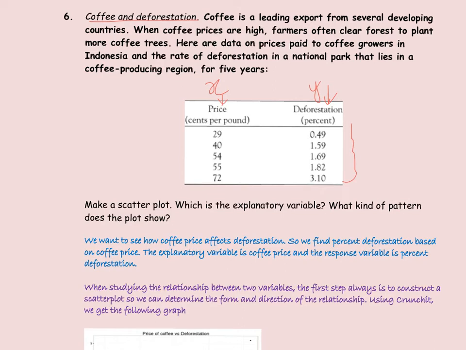Now, when we look at this data, it seems like the problem suggests that when coffee prices are high, farmers often clear forests to plant more coffee trees. So it looks like it should be a positive linear relationship, because as price increases, we can assume that the deforestation percent increases based on the information that is given in the question.